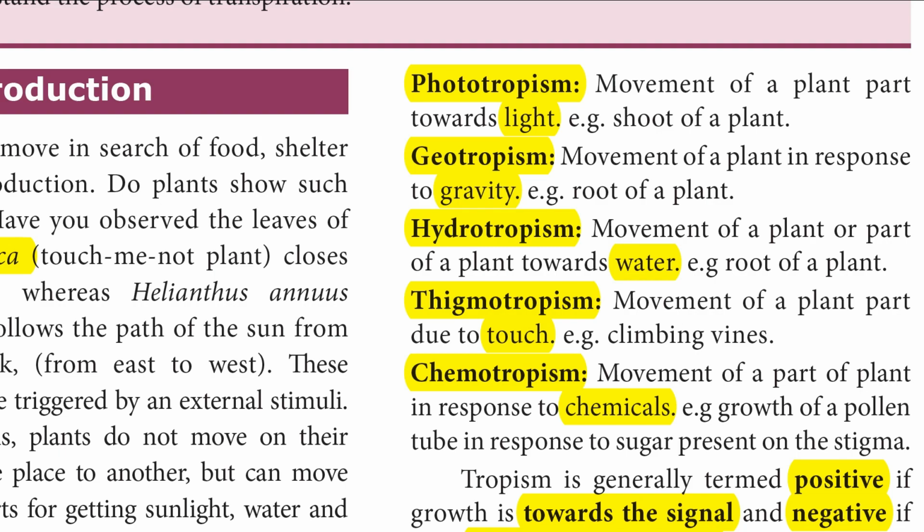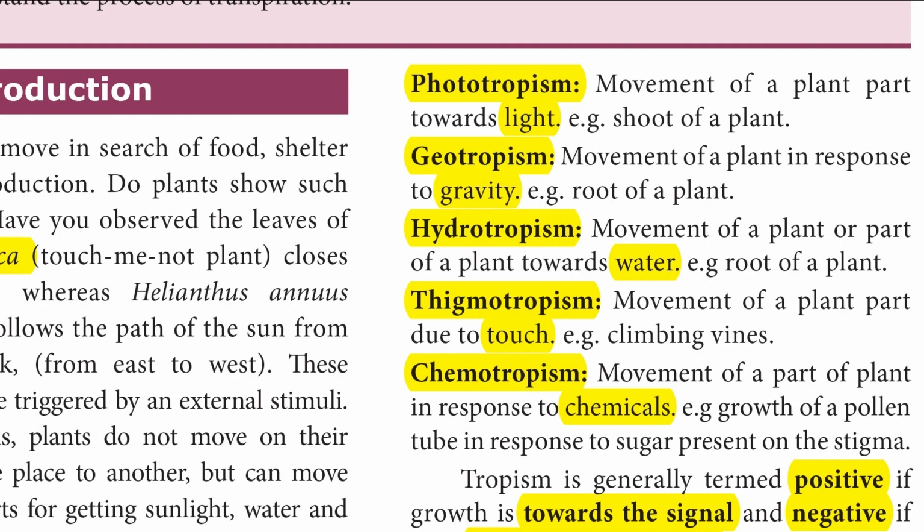The next tropism is thigmotropism. This is the movement of the plant due to touch. For example, climbing vines. A climbing plant will be in search of a supporting pole, and when it comes in contact with this supporting pole, it will grow towards it. So this is what is called thigmotropism.